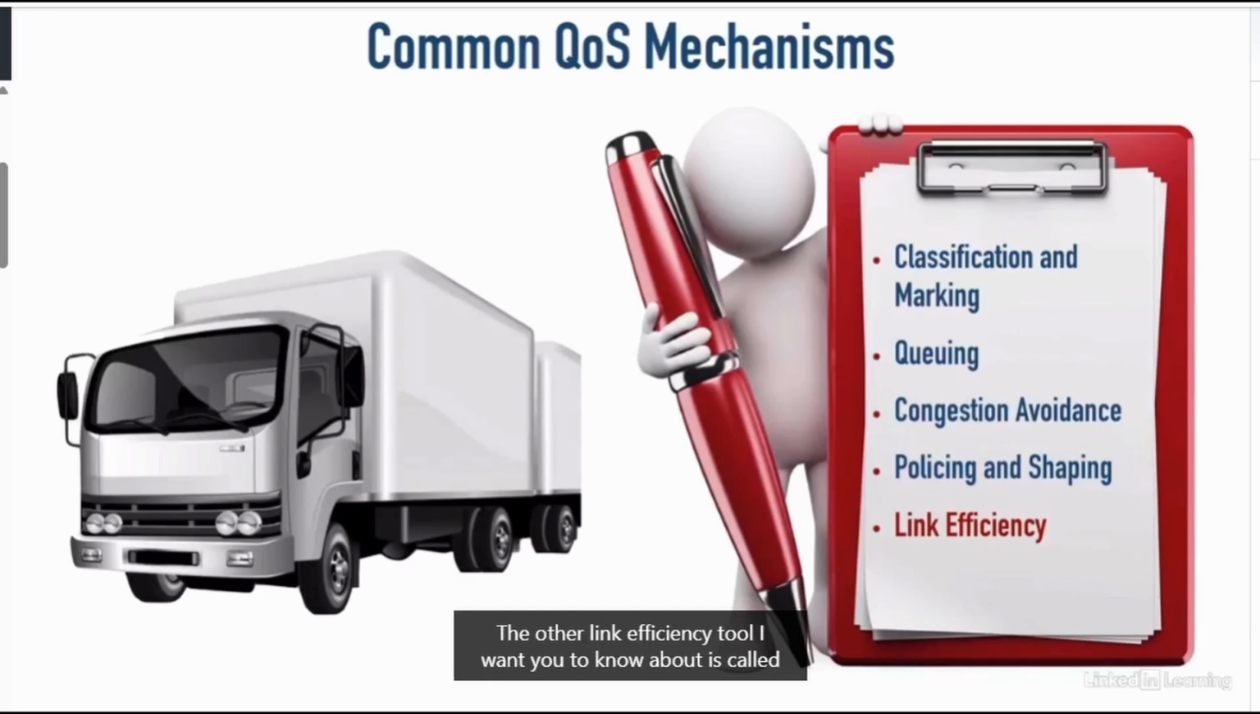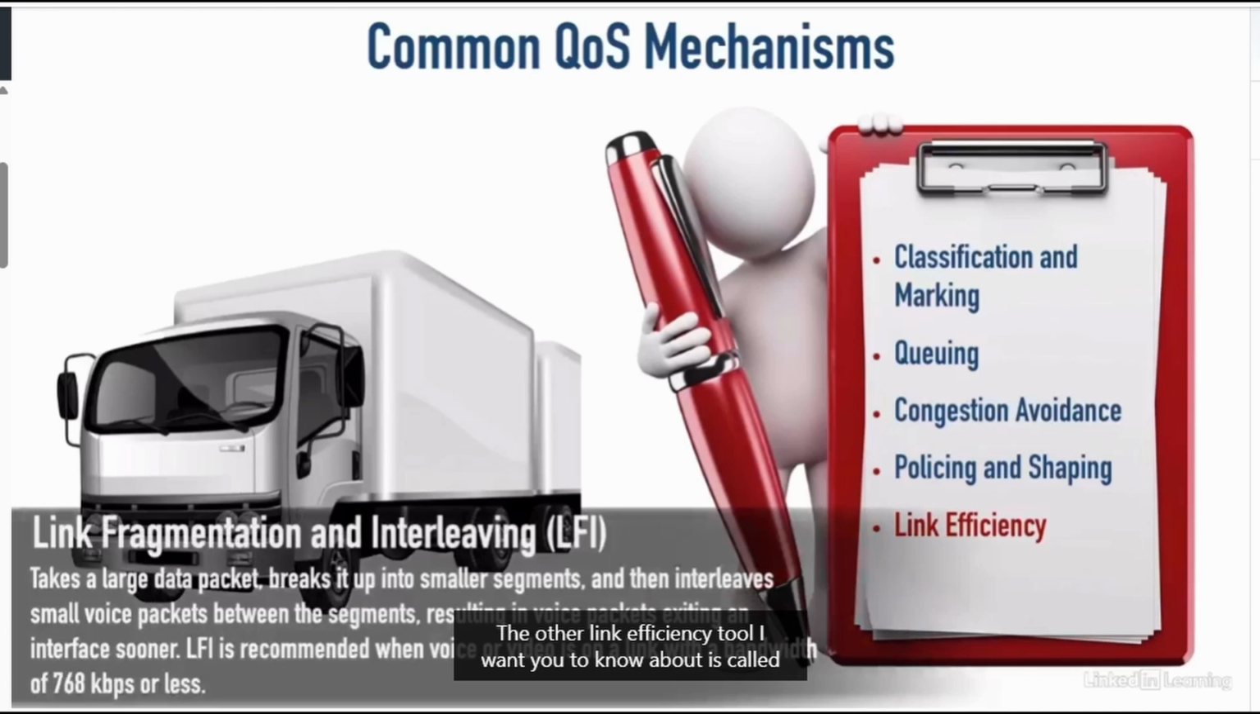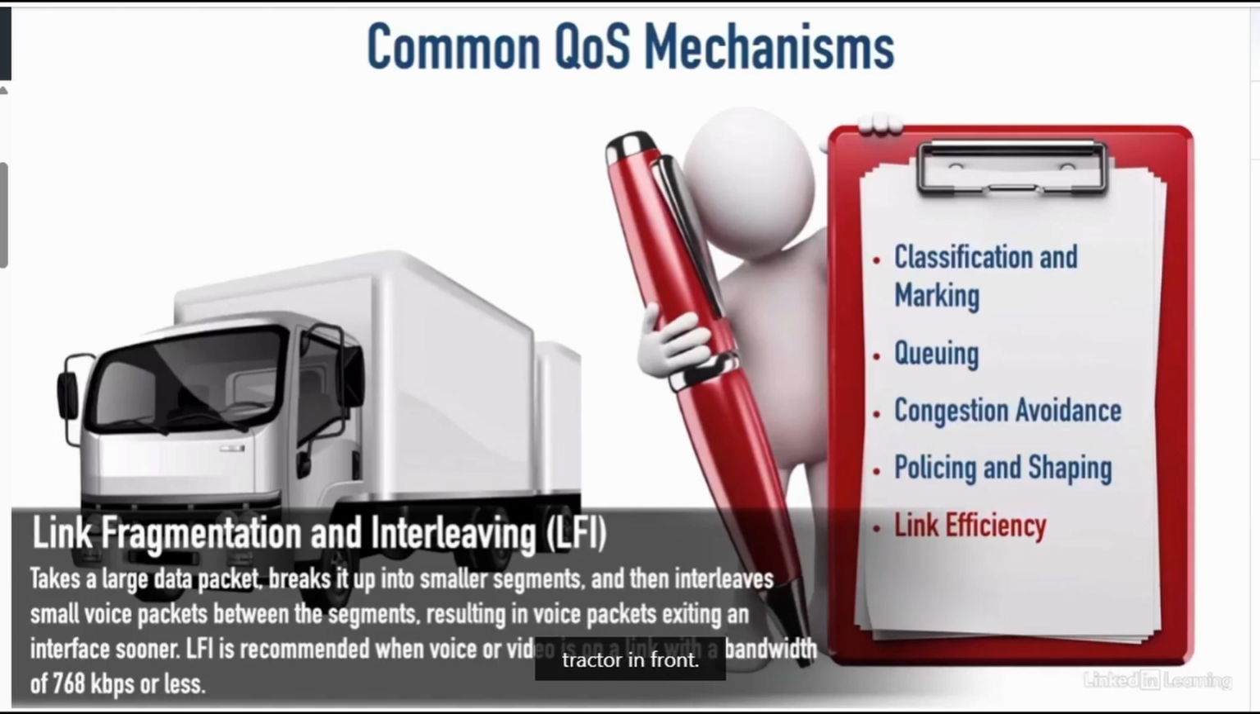The other link efficiency tool I want you to know about is called link fragmentation and interleaving, or LFI. That's the reason I've got the tractor trailer on screen. Now, this tractor trailer looks like it might have a couple of trailers behind it, but there are some tractor trailers out there that have 3 trailers behind the tractor in front.